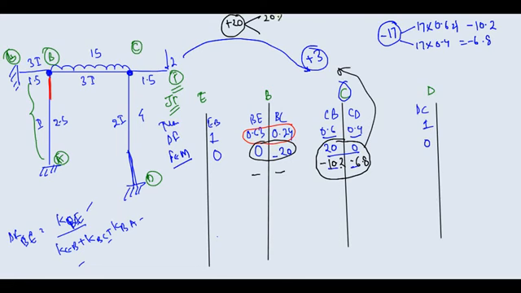So 20 into 0.63 and 20 into 0.24, okay. So I think you will get 12.6 and 4.8, okay. So here you will get 12.6 and here you will get 4.8. If you check this value entirely, it will come out to be 0, okay. So that it has been balanced, okay.